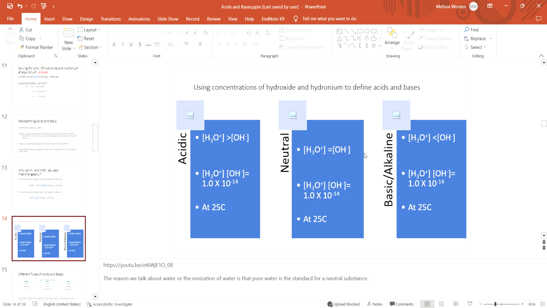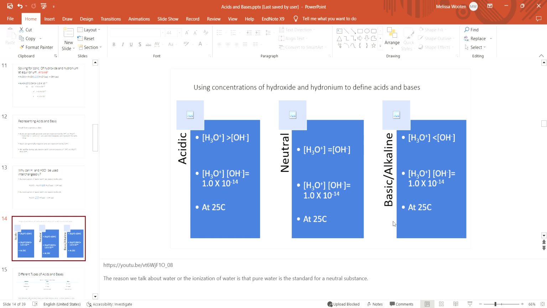Here we're using concentrations of hydroxide and hydronium to define acids and bases. When a solution contains more hydronium or H plus ions than hydroxide ions, the solution is considered acidic. When the concentrations of hydronium and hydroxide are equal, the solution is considered neutral. When the concentration of hydroxide is greater than the concentration of hydronium, the solution is considered basic or alkaline.